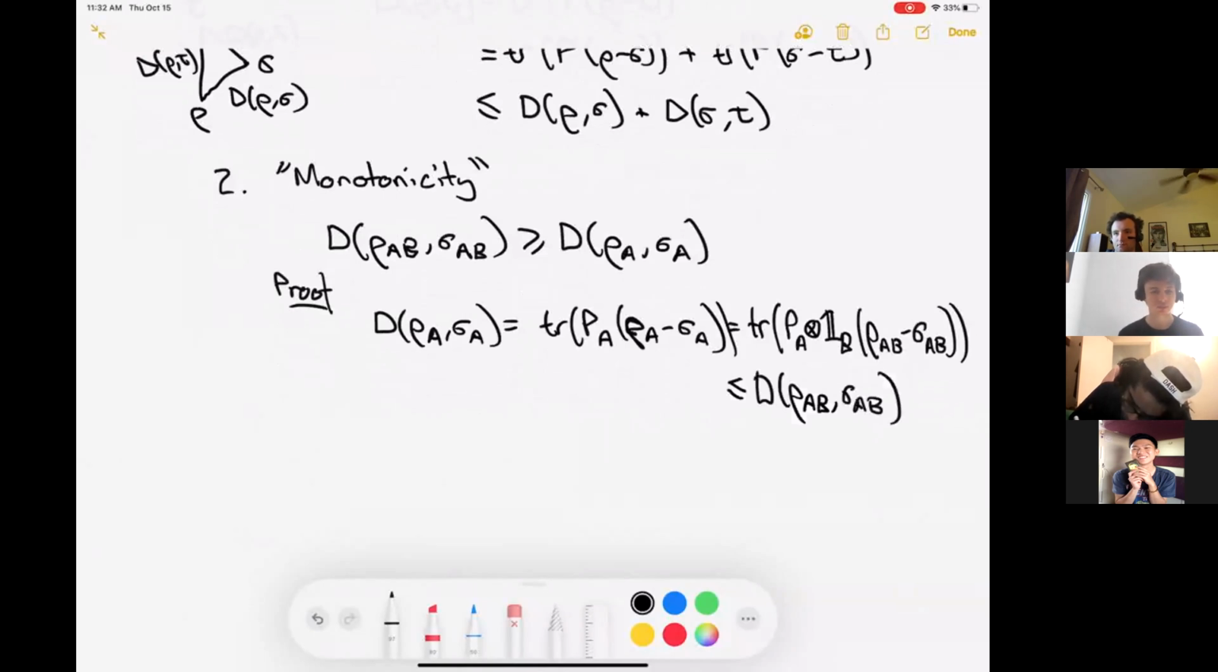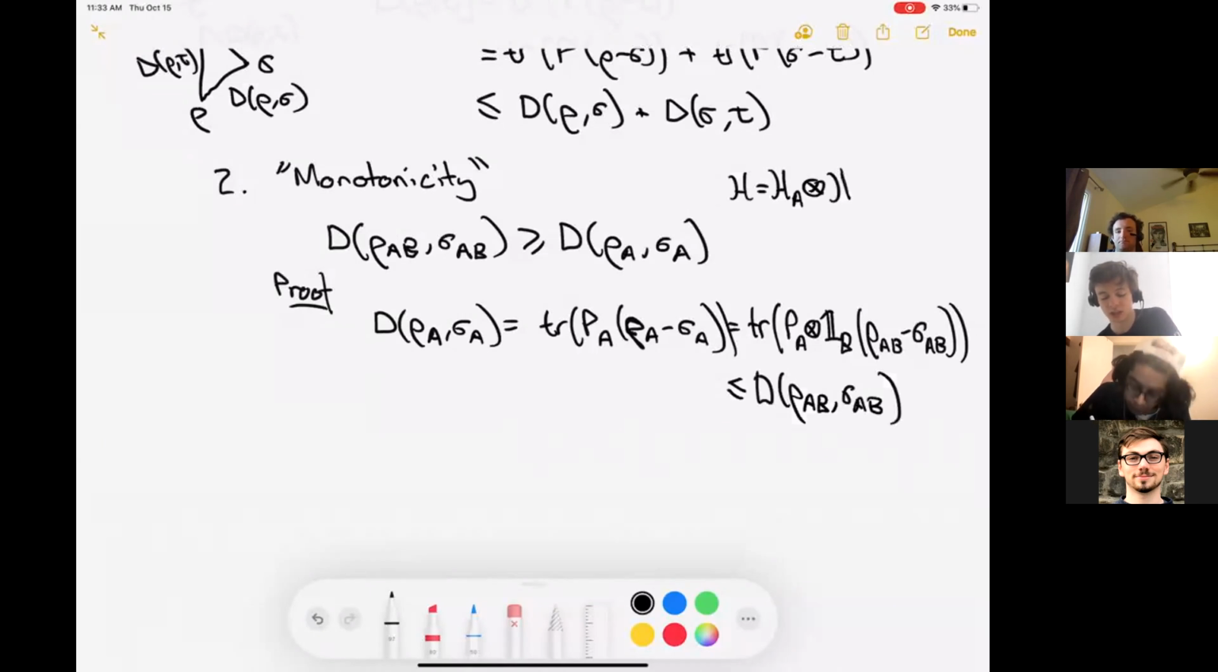Okay. I'm sorry, I think I just missed this. What do these indices represent? Yeah, we're just imagining we have some Hilbert space H_A tensor H_B. And we're comparing rho AB, which is the full global density matrix on the full Hilbert space. And then rho A and sigma A are the reduced density matrices just on A.